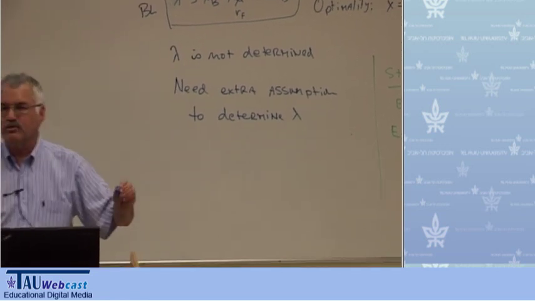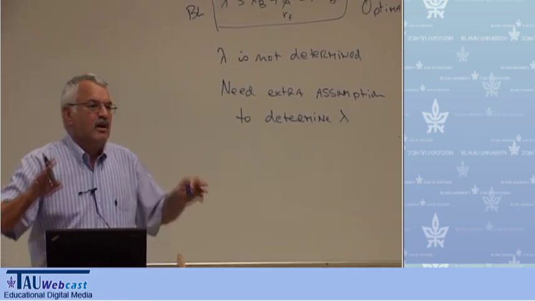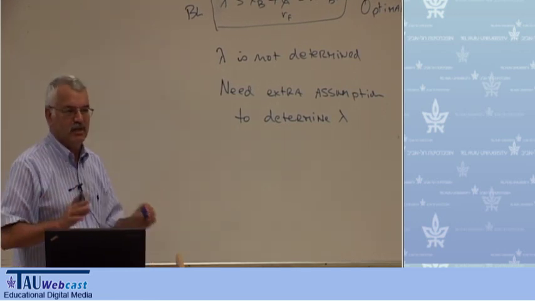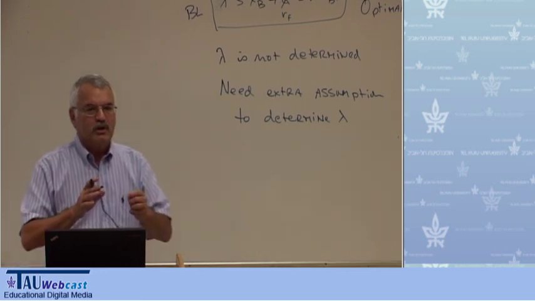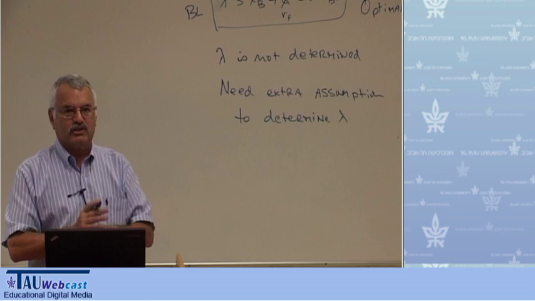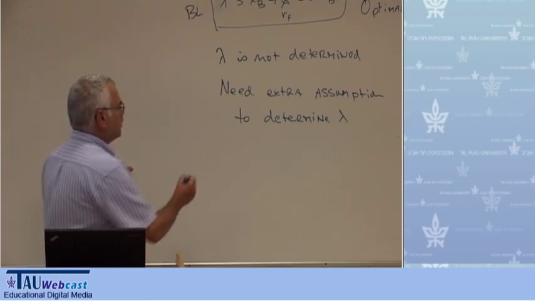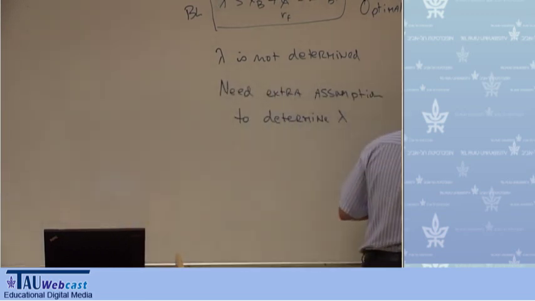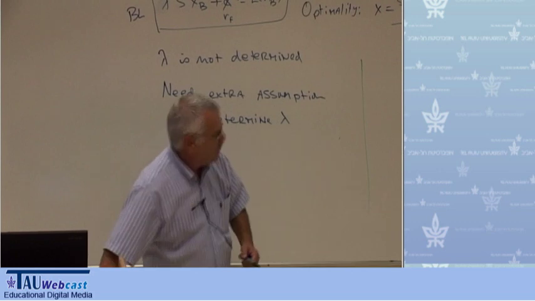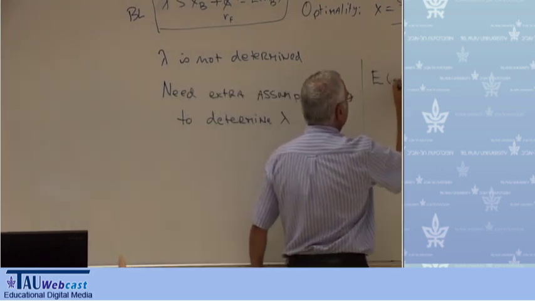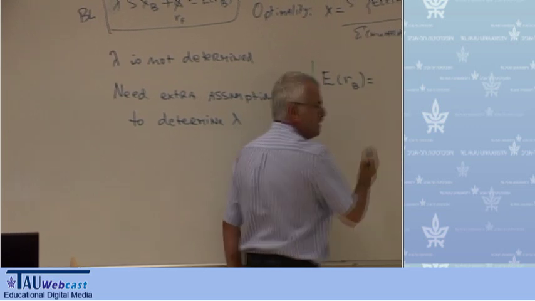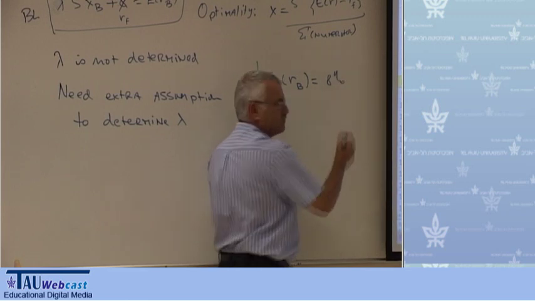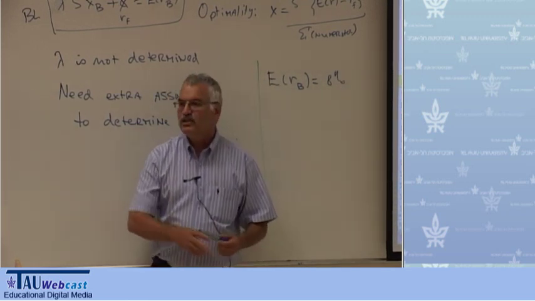Now let me give you some extra assumptions that I don't know about work, but that give you answers that I think make sense. Here's what I think is the most reasonable, plausible extra assumption. The most reasonable extra assumption is the expected benchmark return is some number, 8%. I just made that up.